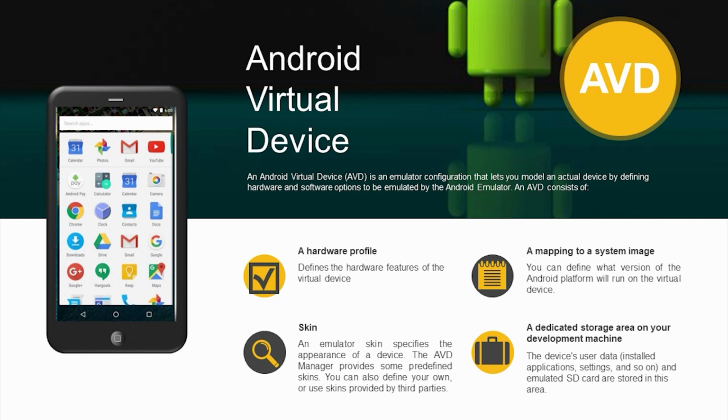You can also specify the emulated SD card to use with the Android virtual device. You can define a dedicated storage area on your development machine, the device user data, that is installed application settings, and so on, and emulated SD card are also stored in this area.